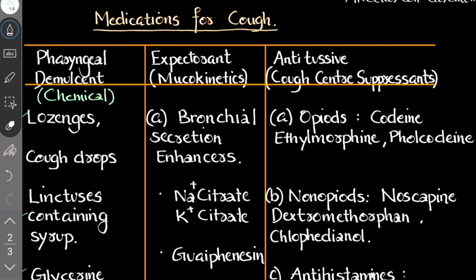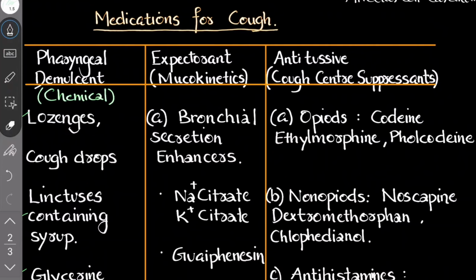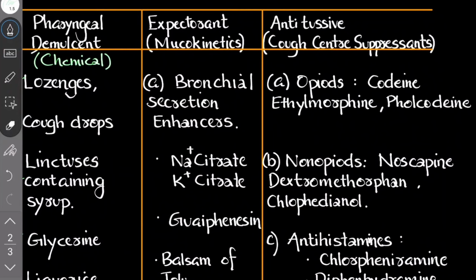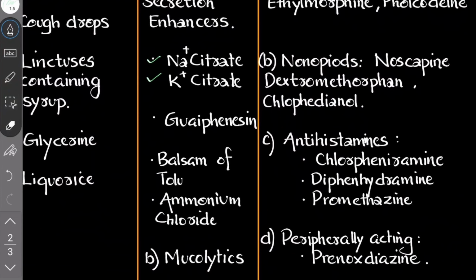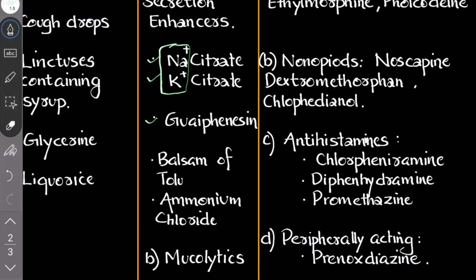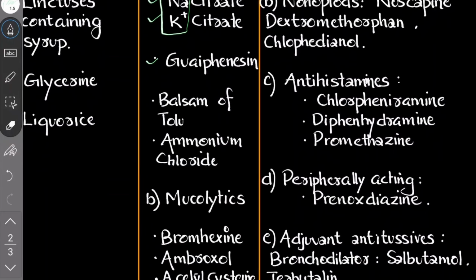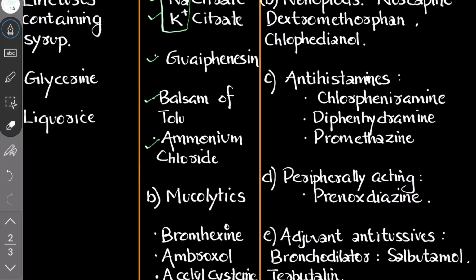Next there are expectorants. Expectorants are mucokinetics, which means they increase sputum production or enhance bronchial secretions, thus allowing you to expel it out, such as sodium citrate, potassium citrate, and guaifenesin. In sodium and potassium citrate, the ionic nature of the sodium and potassium is responsible for the secretion enhancement and expulsion. Then guaifenesin, balsam of tolu, ammonium chloride.